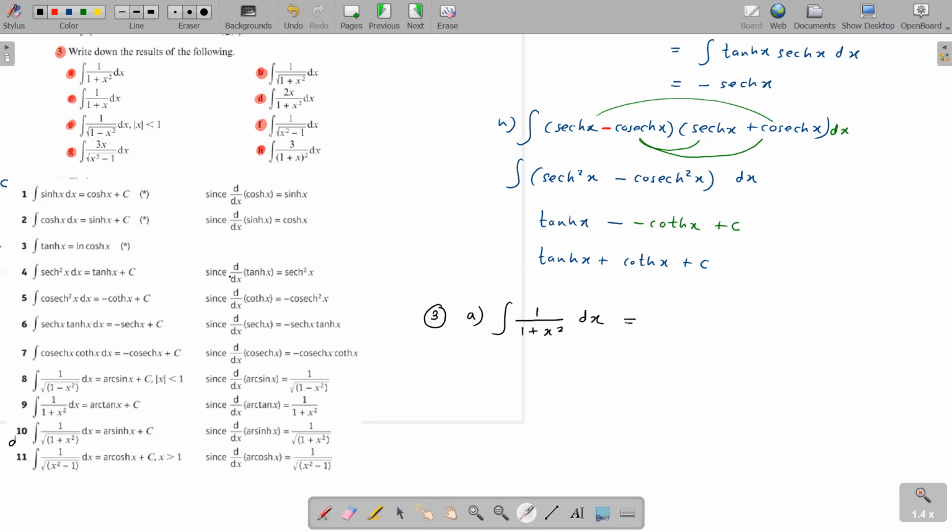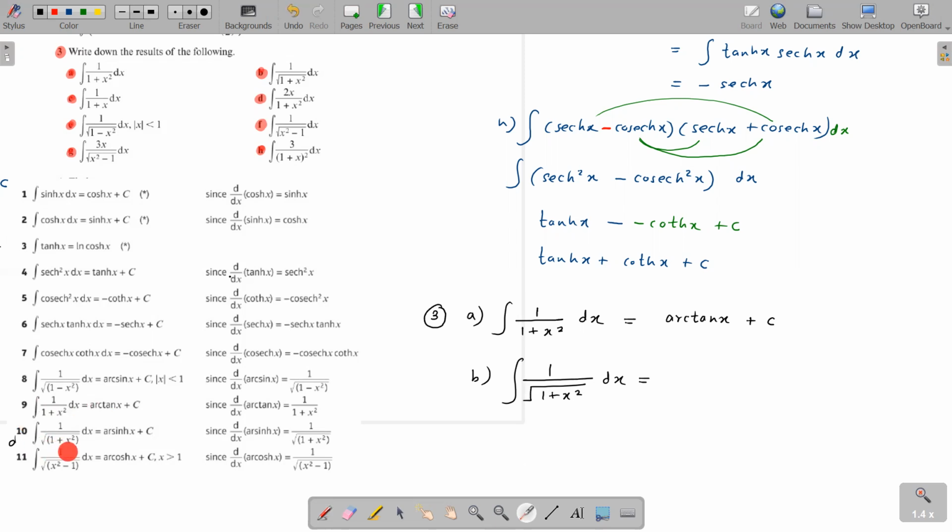Integration of 1 over 1 plus x square is arc tan x. Can you see? So write the answer. Answer is arc tan x, and don't forget the plus c. Next one, part B. Integration of 1 over root 1 plus x square is also there. Rule number what? Rule number 10. Can you see rule number 10?